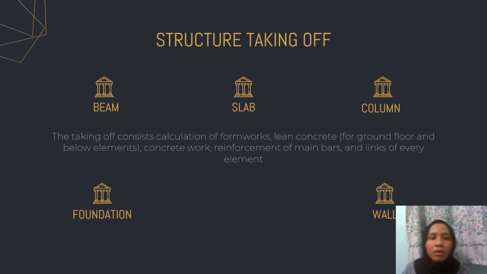So taking off refers to the process of identifying elements of construction work that can be measured and priced. Taking off consists of the calculations of formwork, lean concrete for ground and below elements, concrete work, reinforcement of main bar, and also links for every element that requires reinforcement. The examples of taking off that we have done include beam, slab, column, foundation, and also wall.